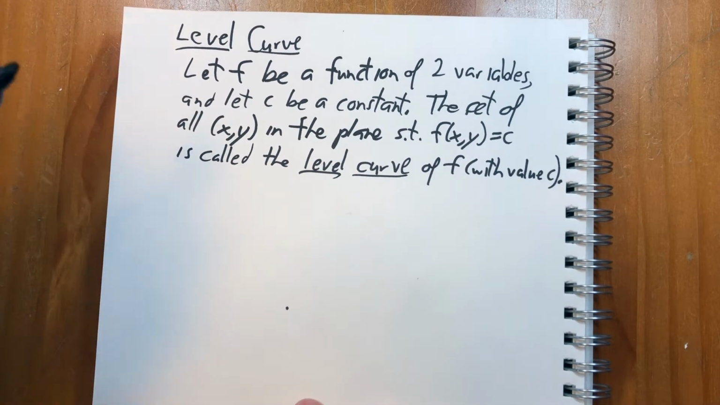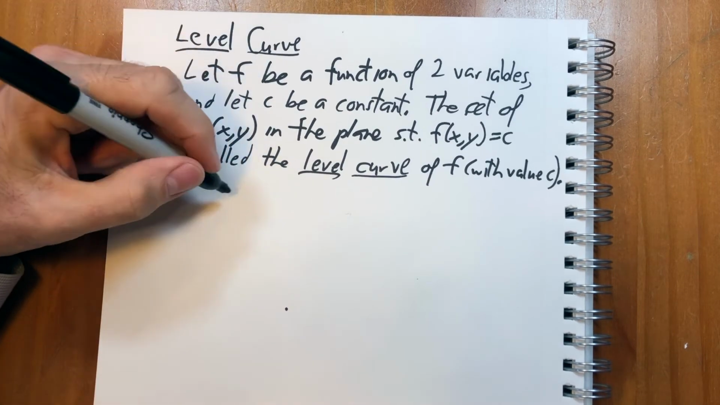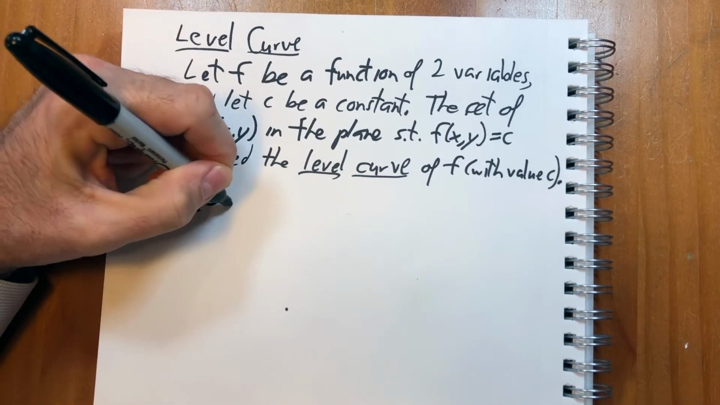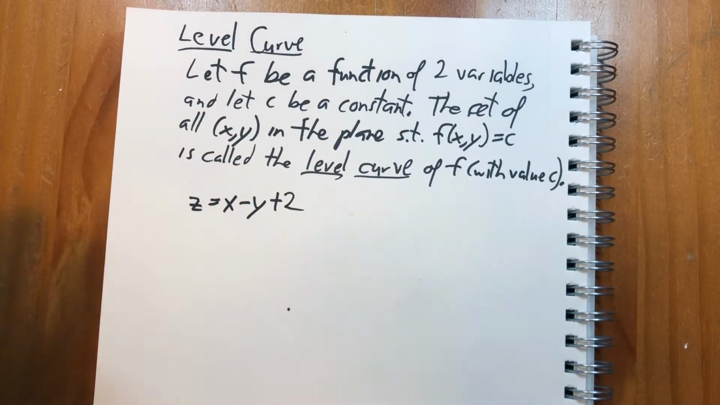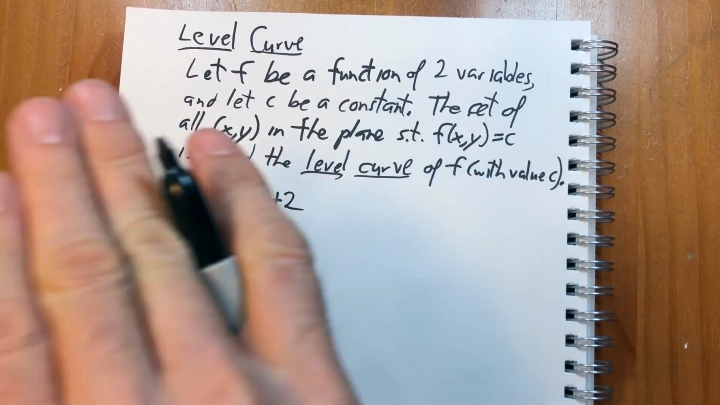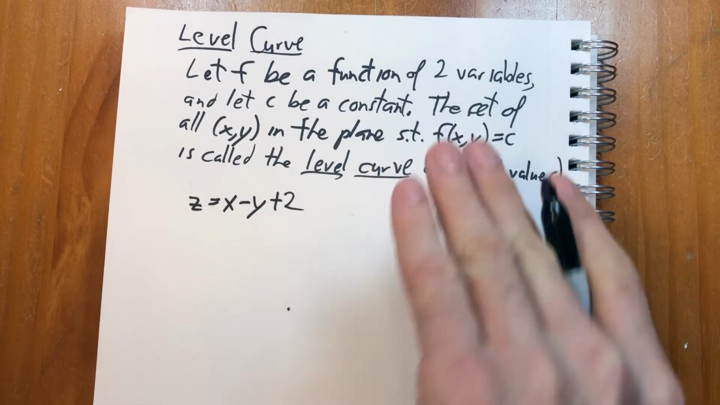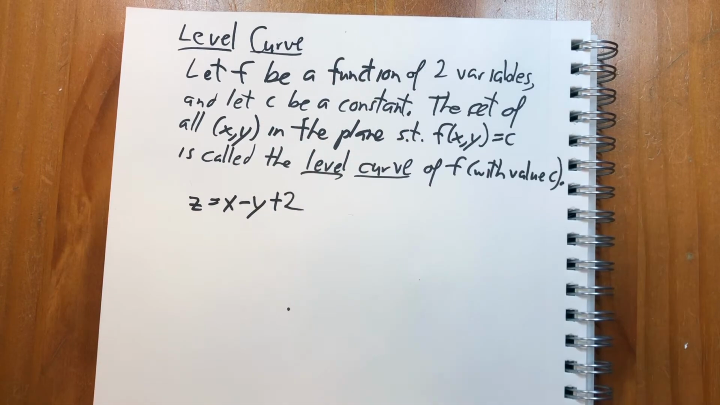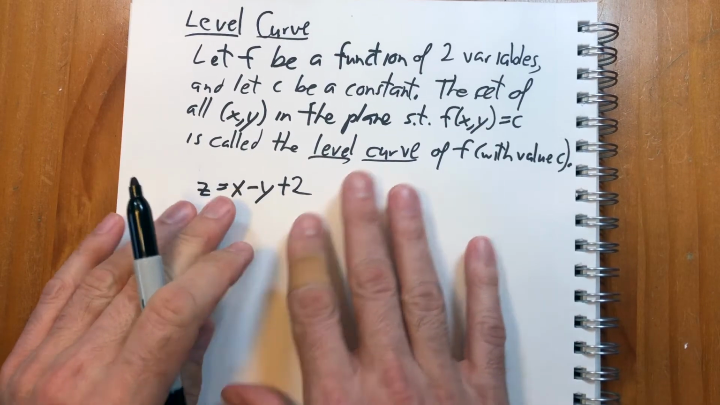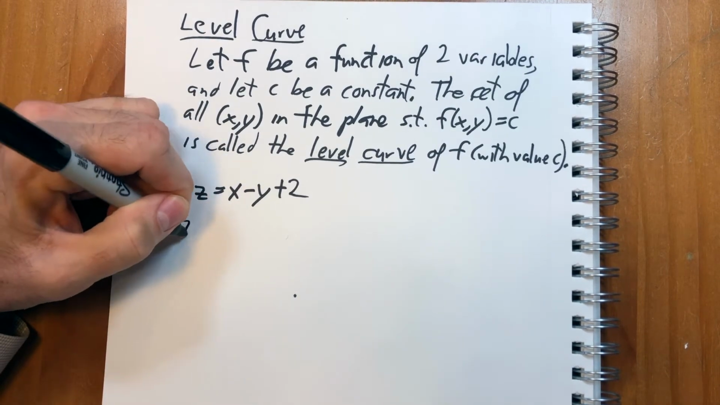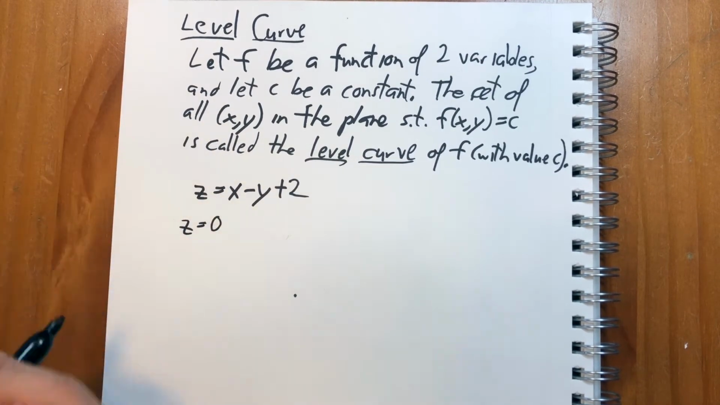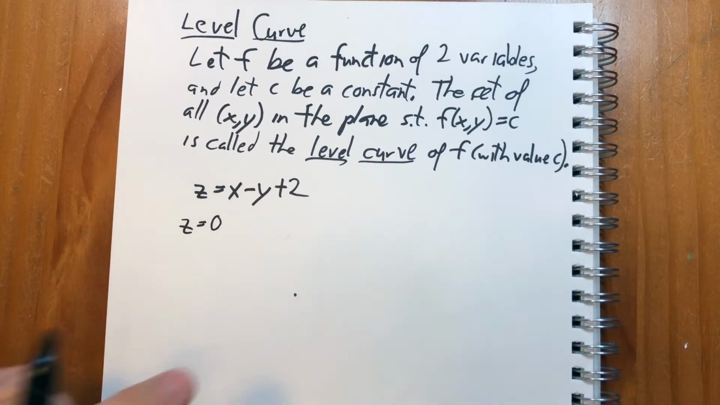Let's look again at the previous example. We had z equals x minus y plus 2. And remember, it made a plane that sort of angled down toward the negative values of x. So let's look at where this intersects z at a couple of different values. Let's look at z equals 0, and then we'll look at z equals 2 and z equals negative 2.